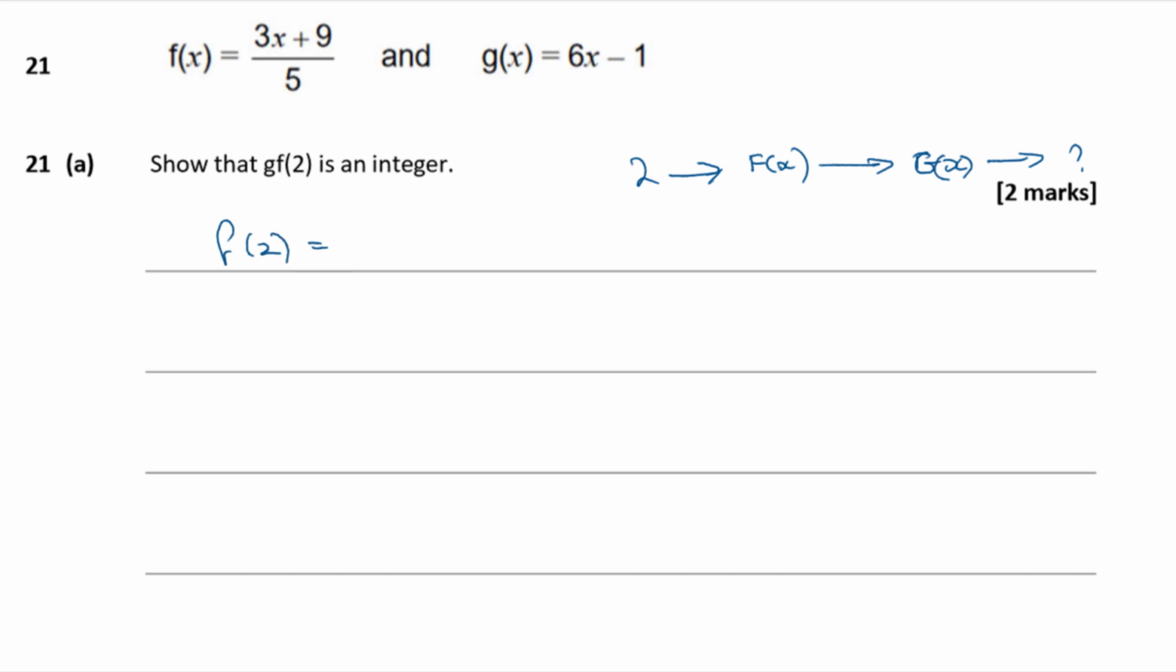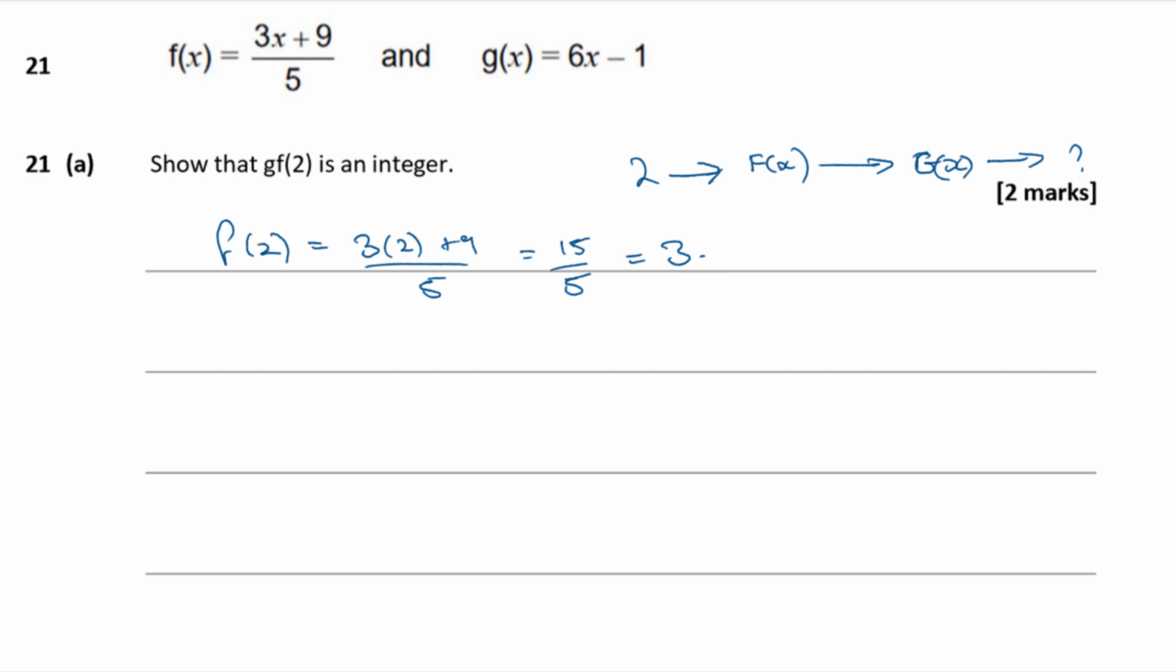f of 2 is 3 lots of 2 plus 9 over 5. Just replacing the x with the value of x, which in this case is 2. So 3 lots of 2 is 6, plus 9 is 15. So that's 15 over 5. So I'm going to get 3 out. So 2 goes in and 3 comes out.